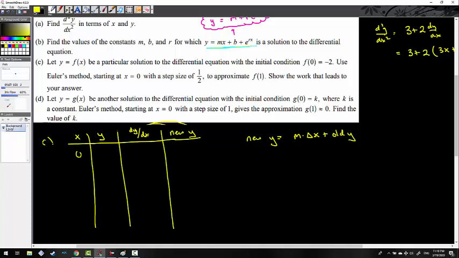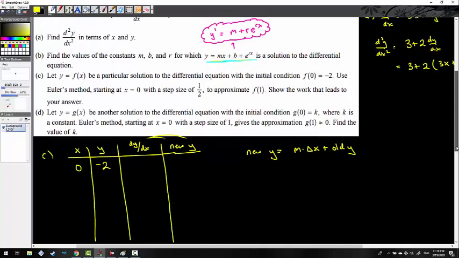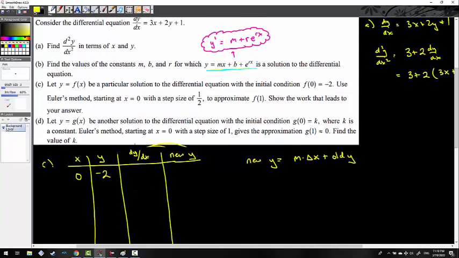And so from here, I'm going to go ahead and fill this in. So I know that f of 0 equals -2. Let's find out what dy dx is at that moment in time. If I plug it into the original dy dx, I should get -3. And then to find new y, I'm going to do dy dx, or m, which is -3, times delta x. Well, delta x, and I probably should have done this from the beginning. Since I'm using a step size of 1/2, my next step is going to be 0.5 and then 1. So ultimately, it's a two-step Euler's method. So my delta x is going to be 0.5. And then I'm going to add the old y to it, so plus -2.